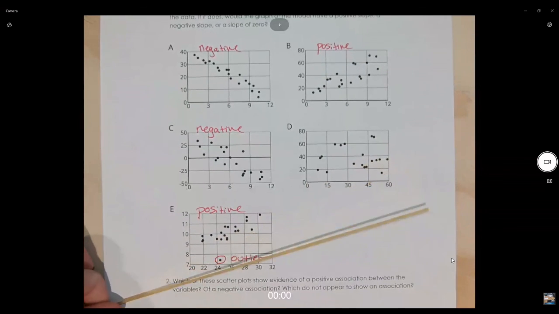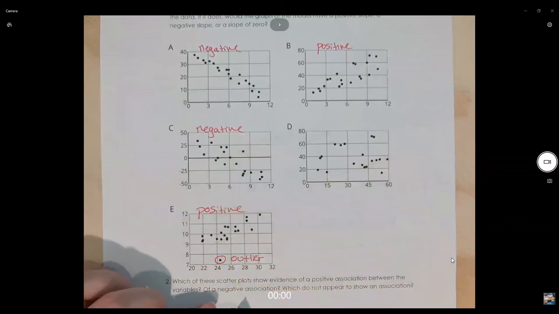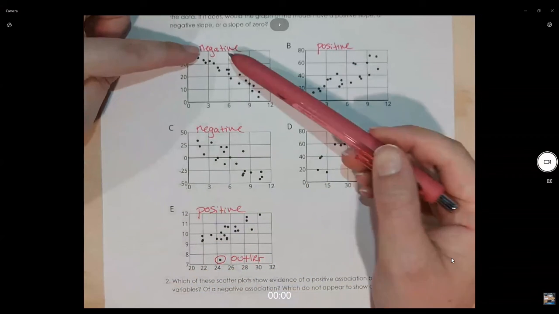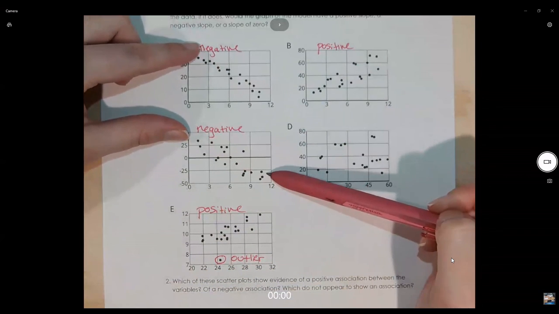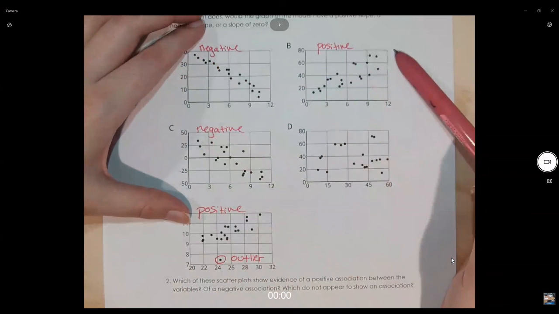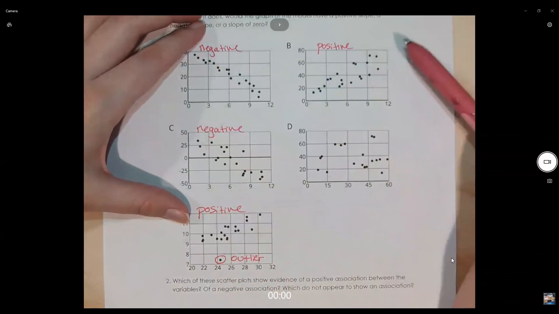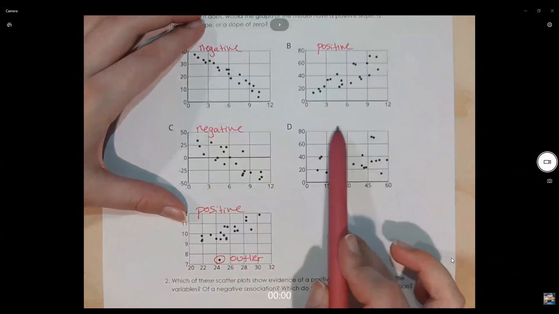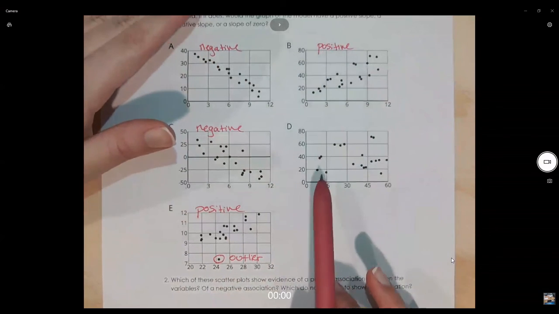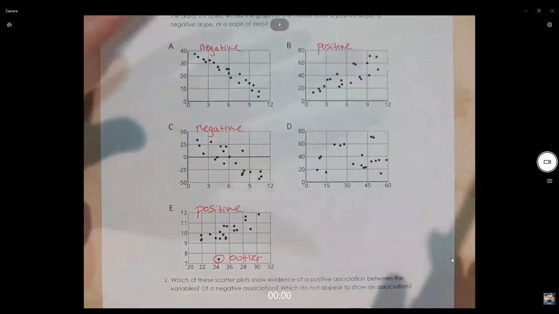In the same way we talk about our slopes, we can also talk about the association. The ones that have negative slopes also have negative associations. Positive slopes also have positive associations. No association would be something like this, where there isn't really an increase or a decrease. It's just all over the place.